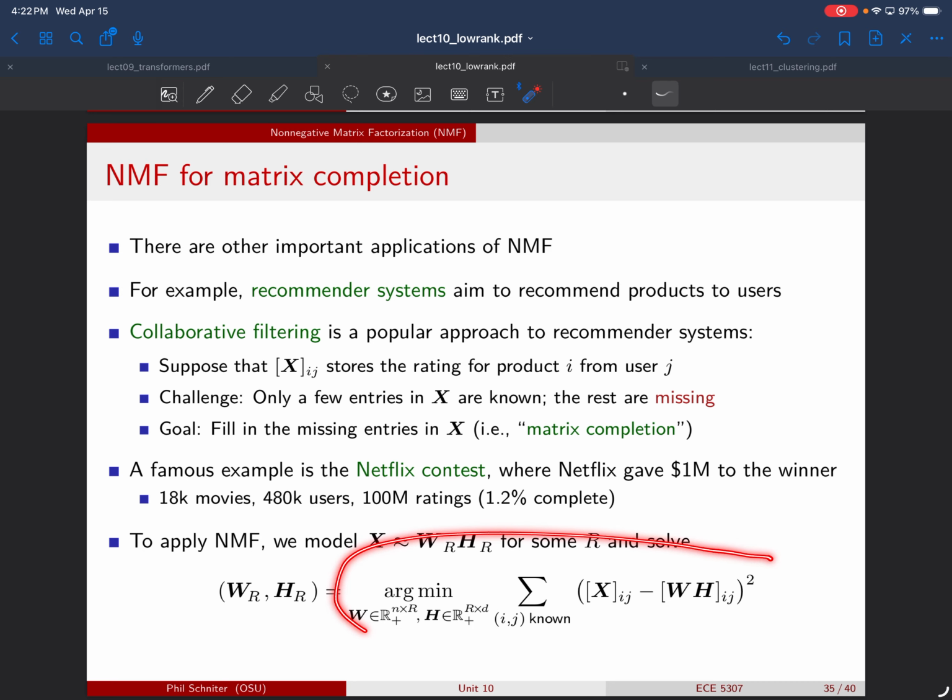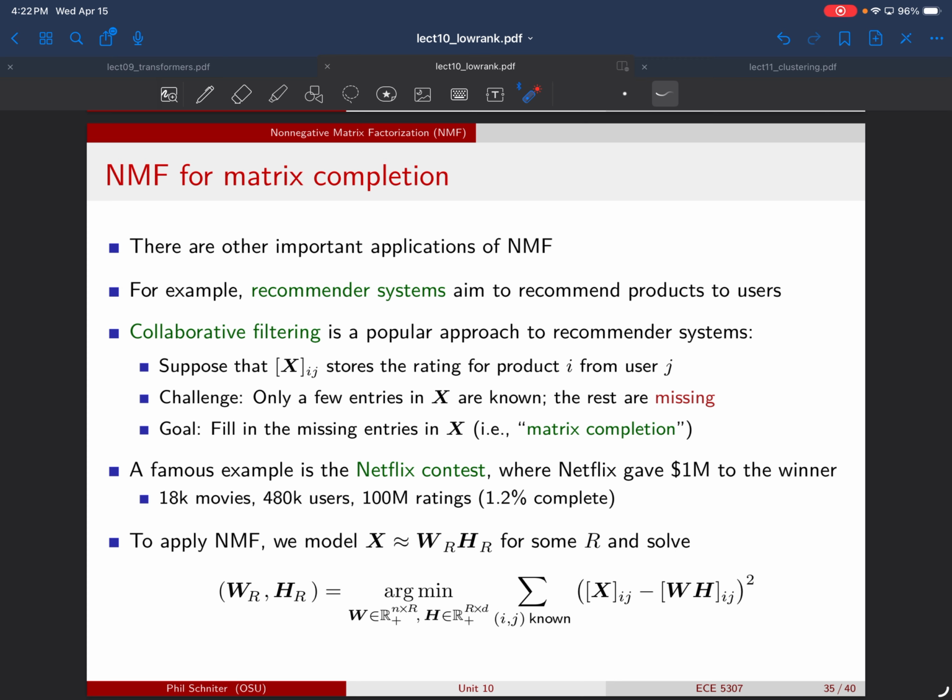So this is the optimization problem. You want to look at RSS between X and W times H, but you only know the values of X at a few locations. So instead of summing over all i and j, which you would do if you knew X perfectly in advance, you only sum over the known entries in X. And this is a difficult problem, but there are various decent solvers for this. They may not give you the perfect solution, but they give you a decent solution. And of course, we are now restricting W and H to be positive.